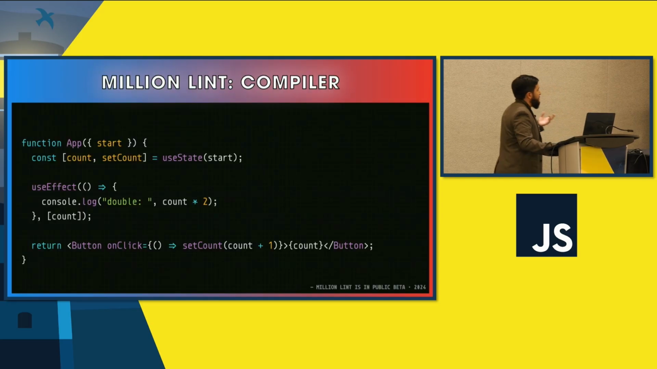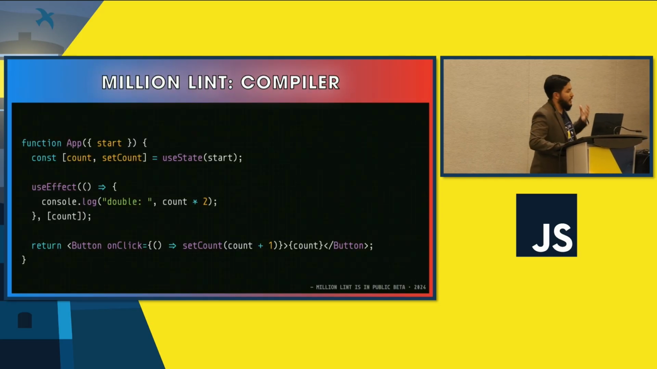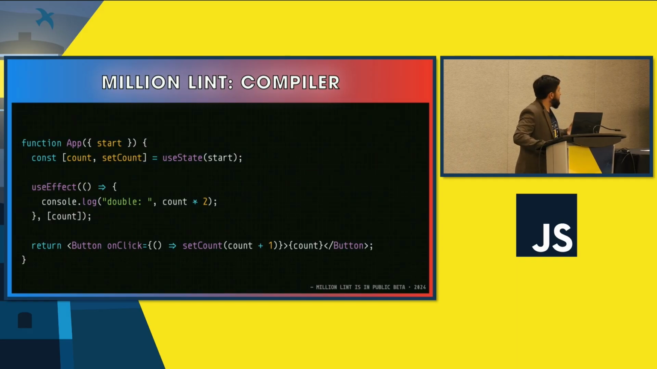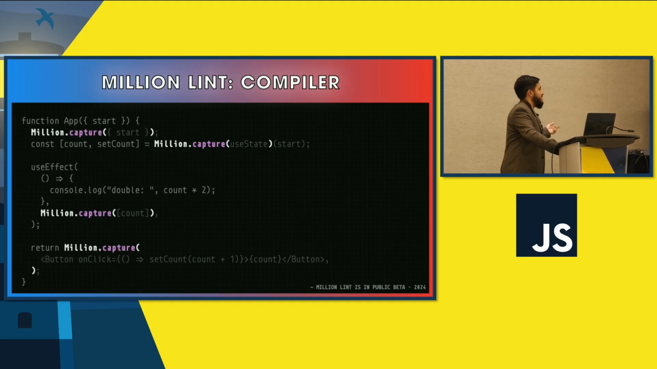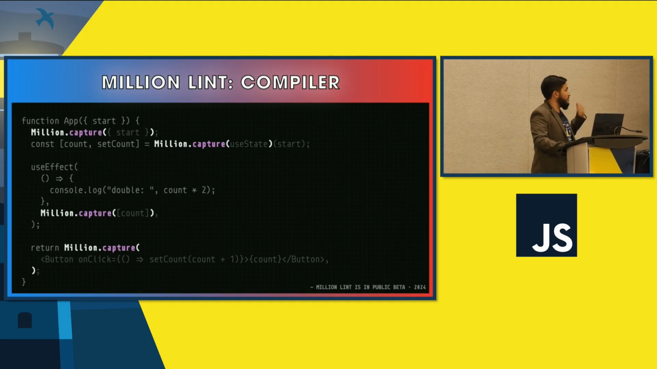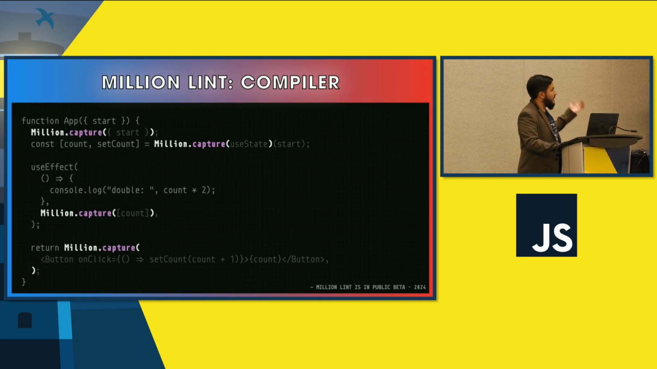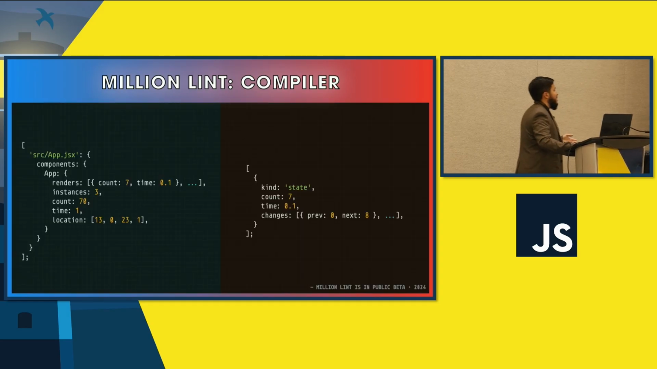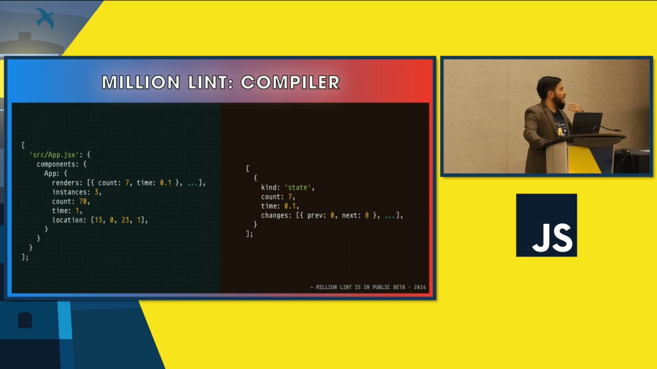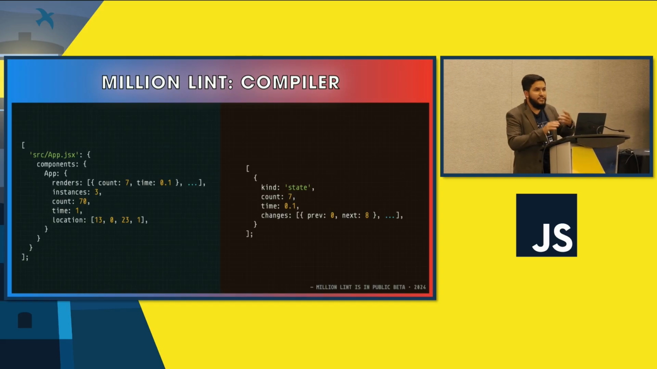And what's interesting about Million is how it works under the hood. Because when it looks at regular React code, what the Million lint compiler does is it injects calls to this Million Capture instrumentation. And what Million Capture does is when your code runs, it will gather metrics about its execution, like the amount of re-renders, how many each of them happened, the duration of the issues you had, and all of that.